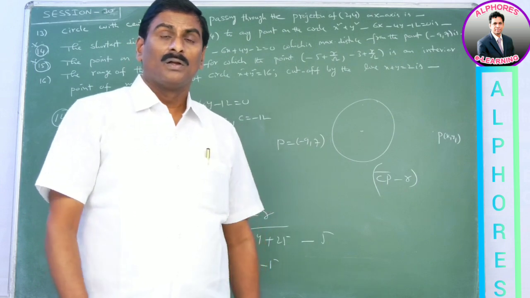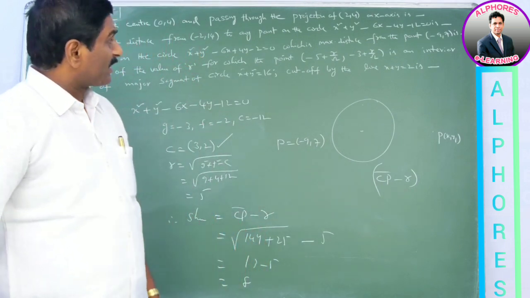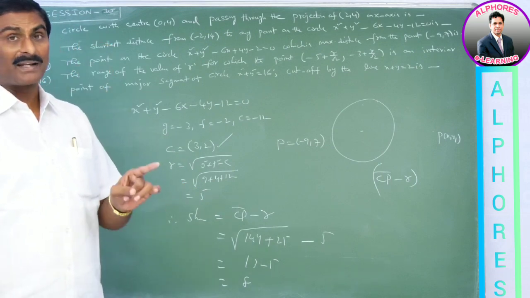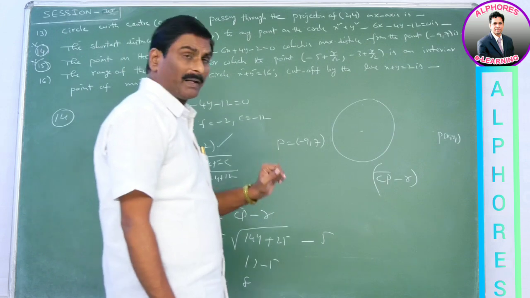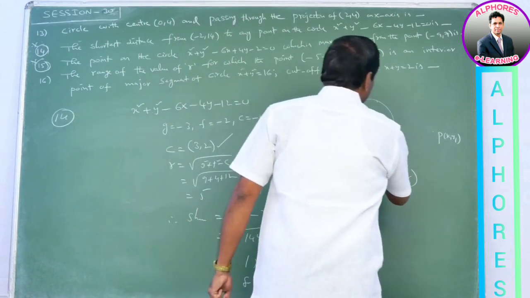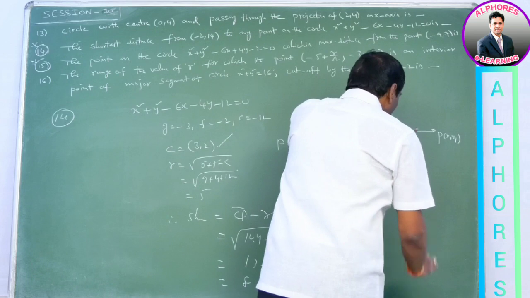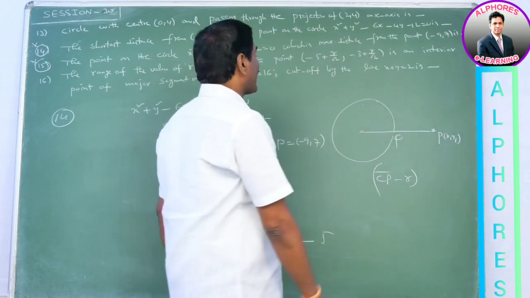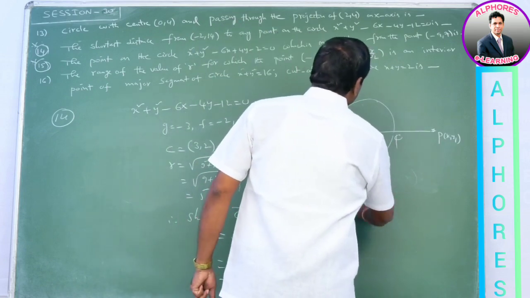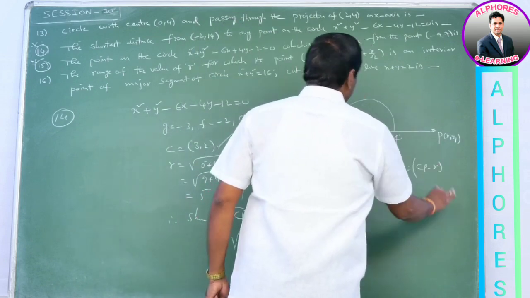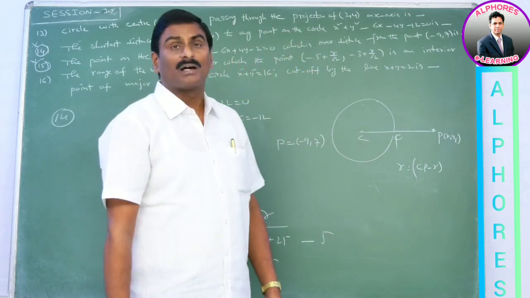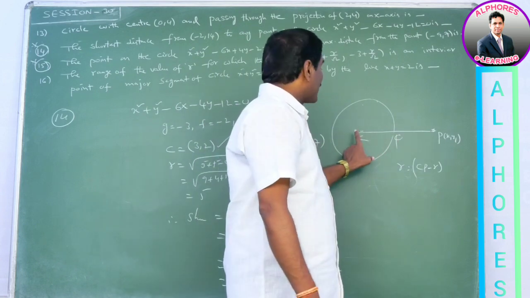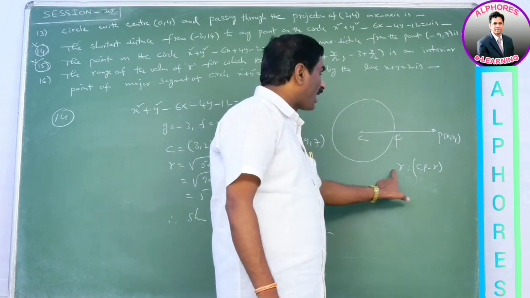It is the answer. In some cases, for getting the shortest distance, he asks in this way: find the point on the circle which is nearer to the point P. For getting the nearest point on the circle from P, say this point is Q. This Q divides the line segment CP in the ratio of r is to CP minus r. For getting the point on the circle which is nearer to the given point, we divide the line segment CP in the ratio of r is to CP minus r.